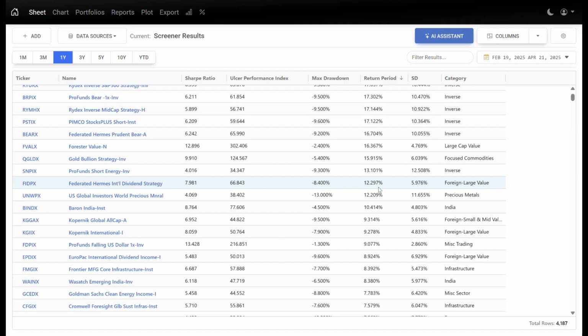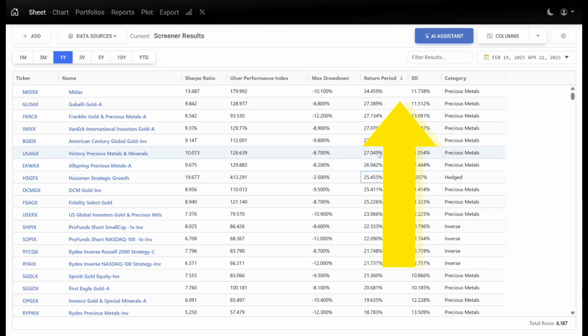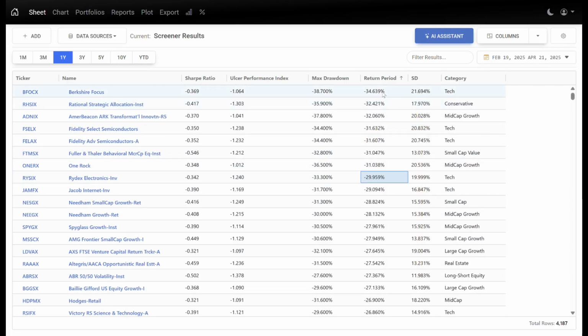Now let me flip it. Worst performers. Look at this. High beta, growth-oriented funds got hammered, down 25–30%. These amplify your downside risk.